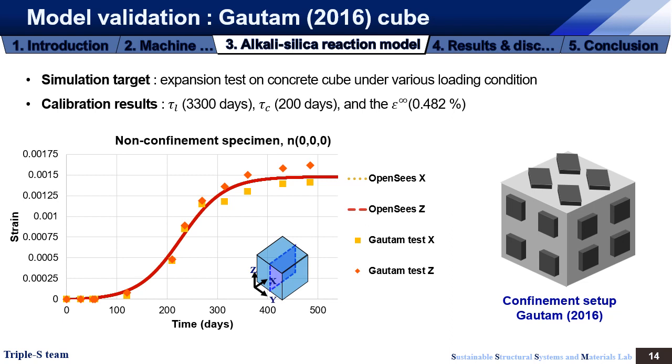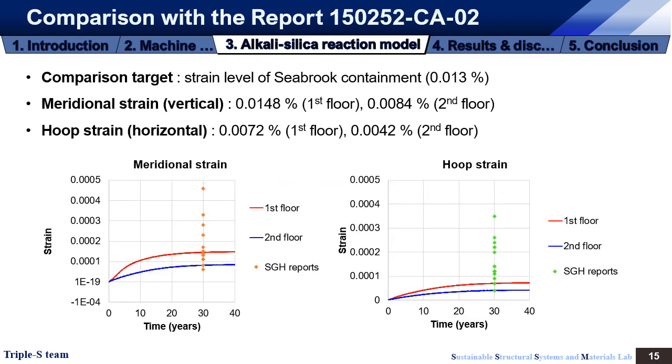After choosing the model, we validated it with experimental studies from other researchers. The first one is about the cube specimen from Gautam 2016. We successfully calibrated the model parameters as summarized in this slide. The analysis result was compared with the report for the Seabrook plant, and as you can see, the expected strain from the analysis model is a little bit different from the reported value. However, the level is very similar, so we use this model for the seismic fragility analysis.